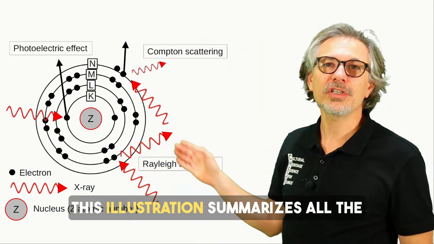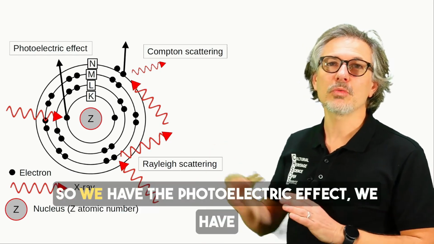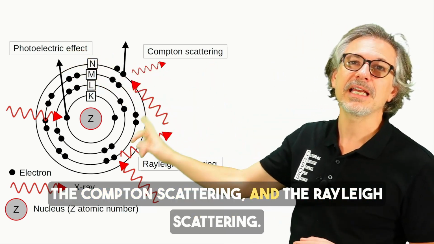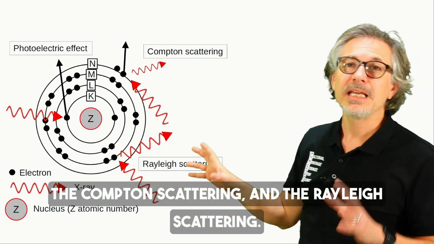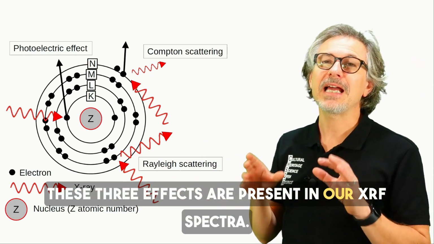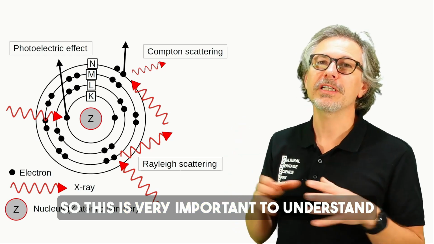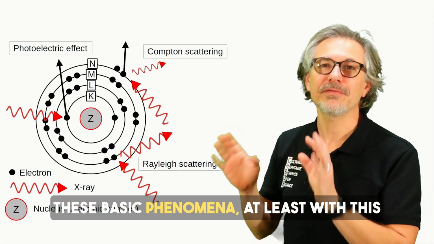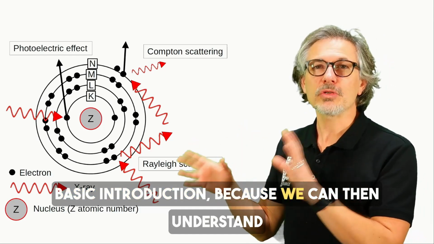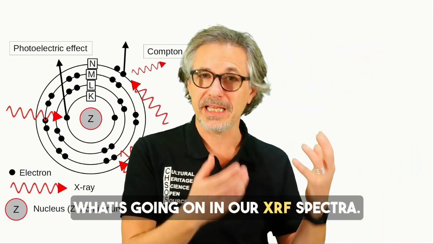This illustration summarizes all the three phenomena that we described. We have the photoelectric effect, the Compton scattering, and the Rayleigh scattering. These three effects are present in our XRF spectra. So it is very important to understand these basic phenomena, at least with this basic introduction, because we can then understand what's going on in our XRF spectra.